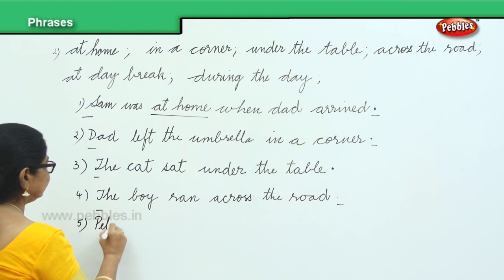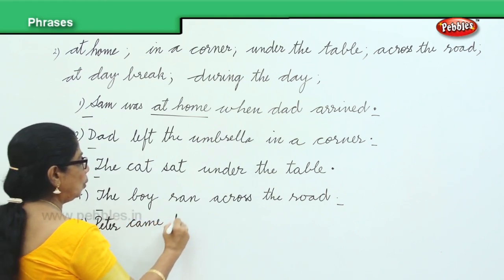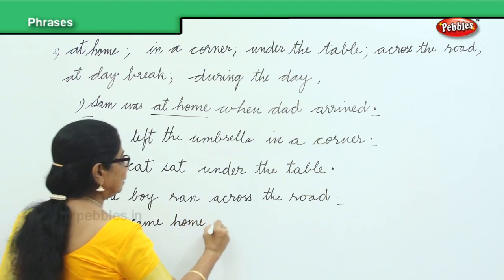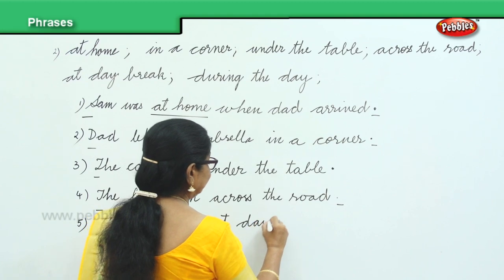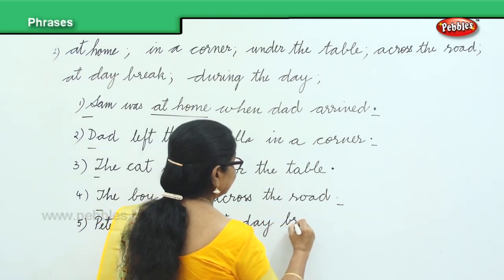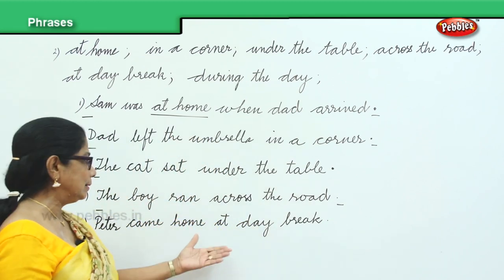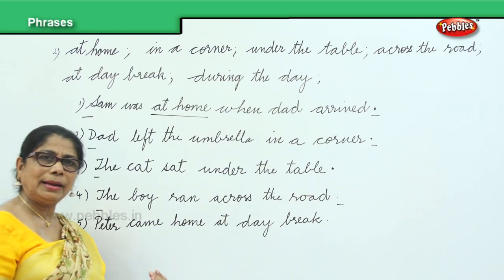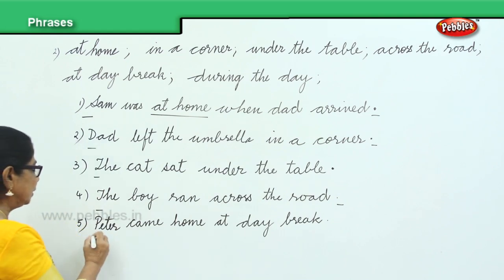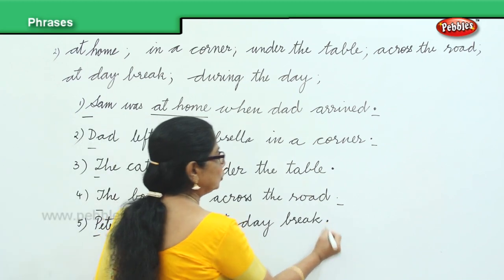Peter came home at daybreak. At daybreak means very early in the morning. It makes sense, but we have supplied a few words to make a complete sentence. Peter came home at daybreak. We end with the full stop.